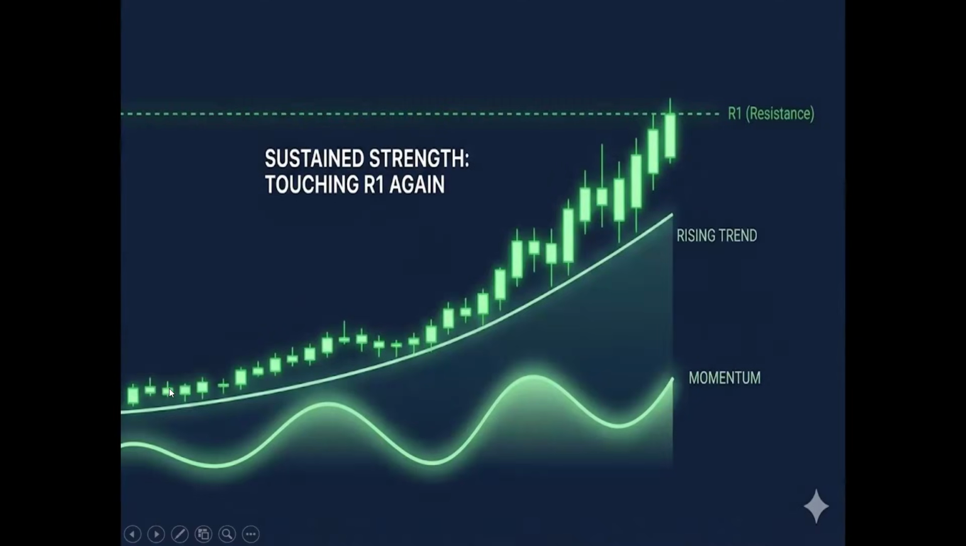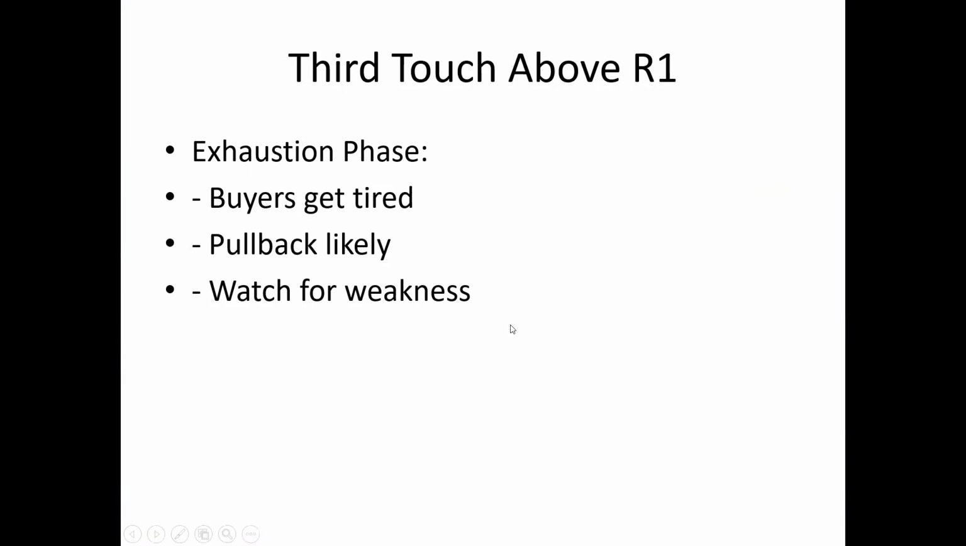You can see it is rising after touching, sustained strength, touching R1 again. Again it touches R1, goes up, and touches R1 again. That is the sustained trend strength you can see. Think of it like running upstairs: first floor easy, second floor okay, third floor you slow down. The third touch above R1 is the exhaustion phase. Buyers get tired, a pullback is likely, so watch for weakness.